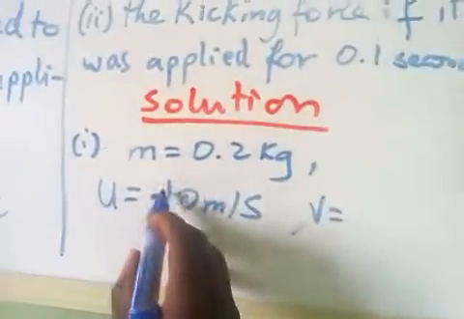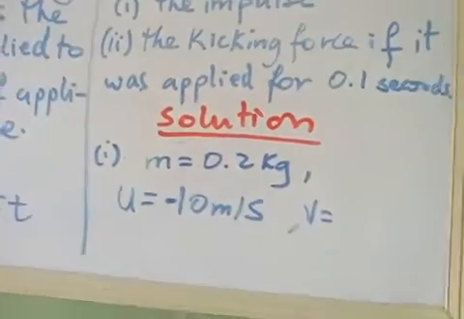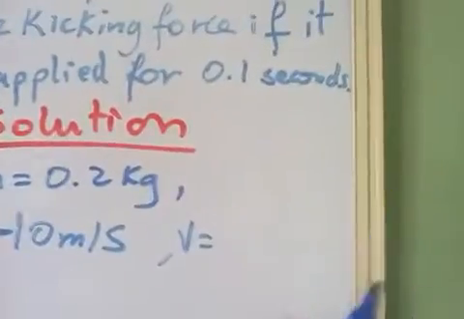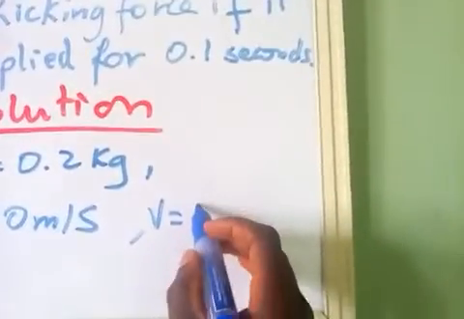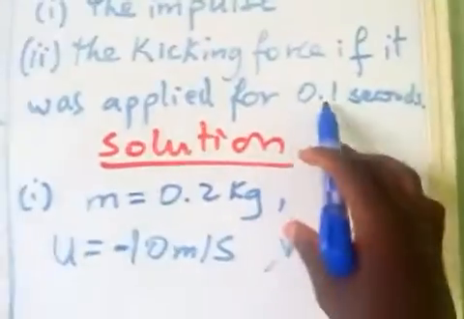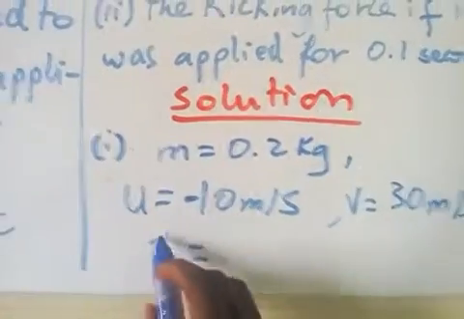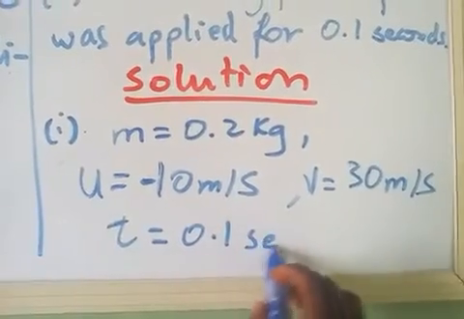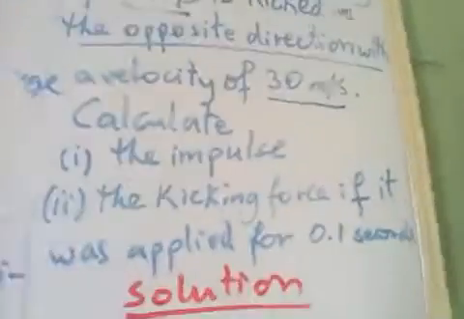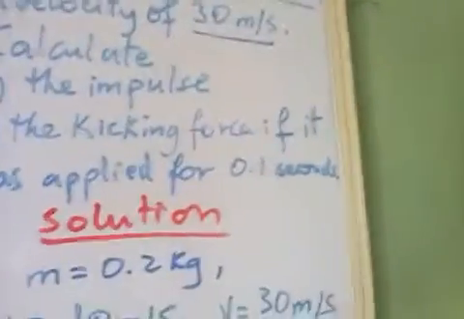It doesn't change the result if you take v as positive, but here we're going to take u as negative. Okay, so then v is equal to 30 meters per second as stated in the question. Then another value given to us in the second question is t is equal to 0.1 second. So having these values now, we are going to calculate the impulse and the kicking force as stated in the question.